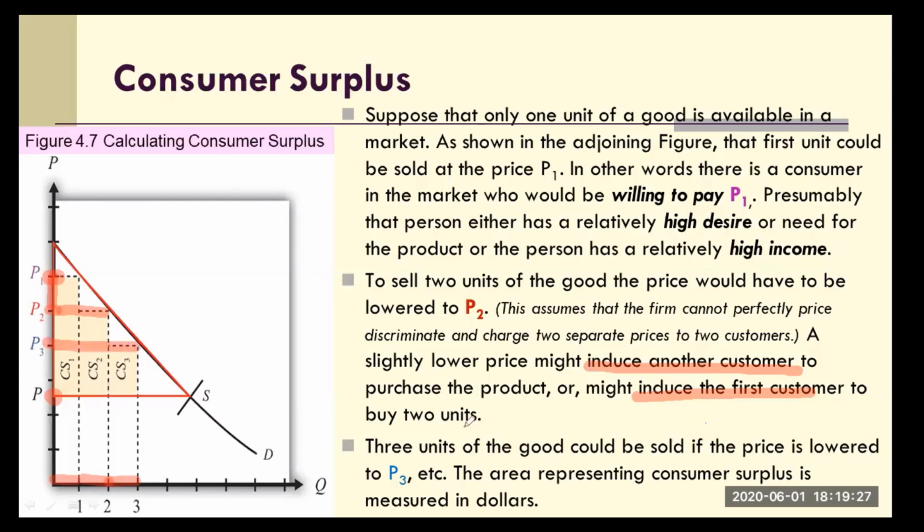And then the area representing consumer surplus is measured in dollars. So we have consumer surplus first, the yellow shaded, consumer surplus second, the second shade, and consumer surplus third. We can find that if we draw a triangle in red. This is what we call consumer surplus, which is the area above the equilibrium price.